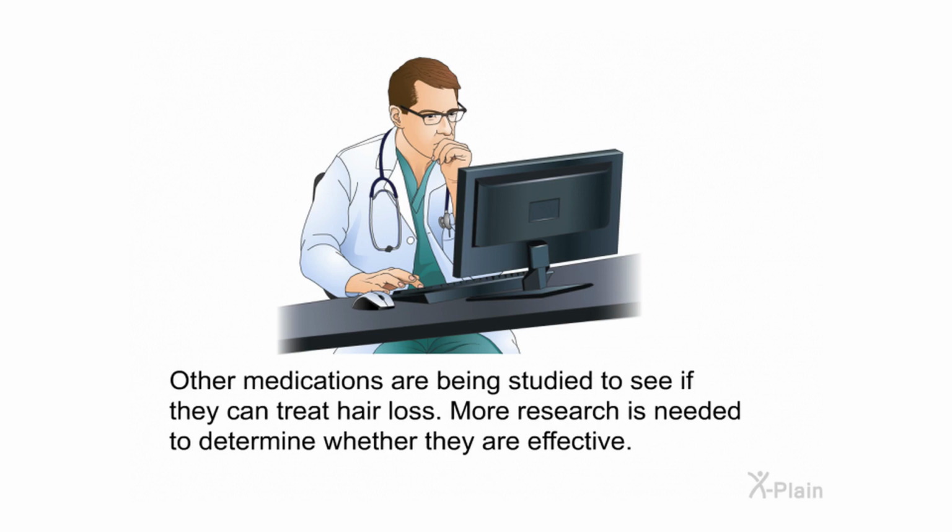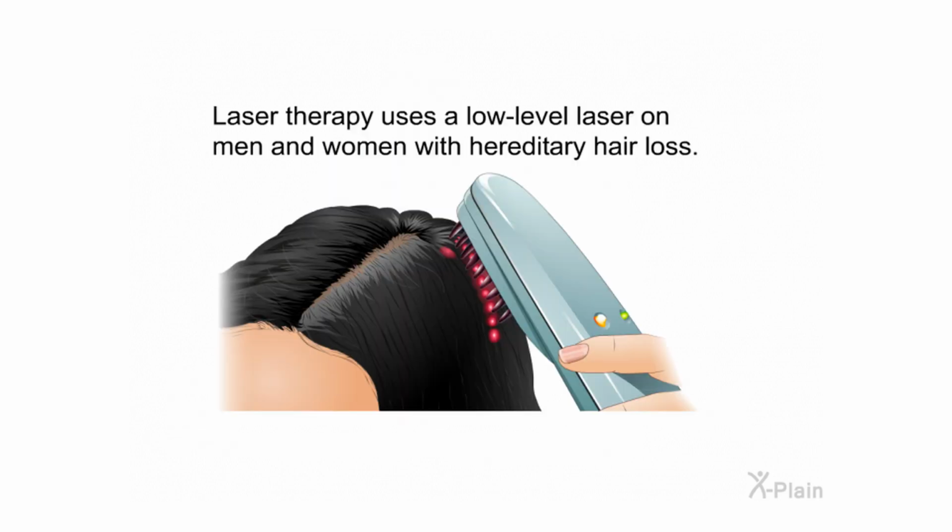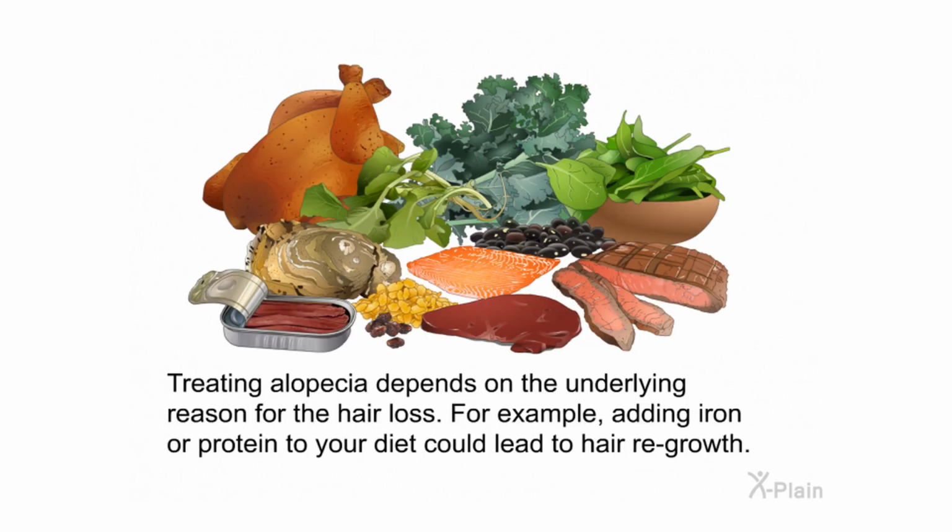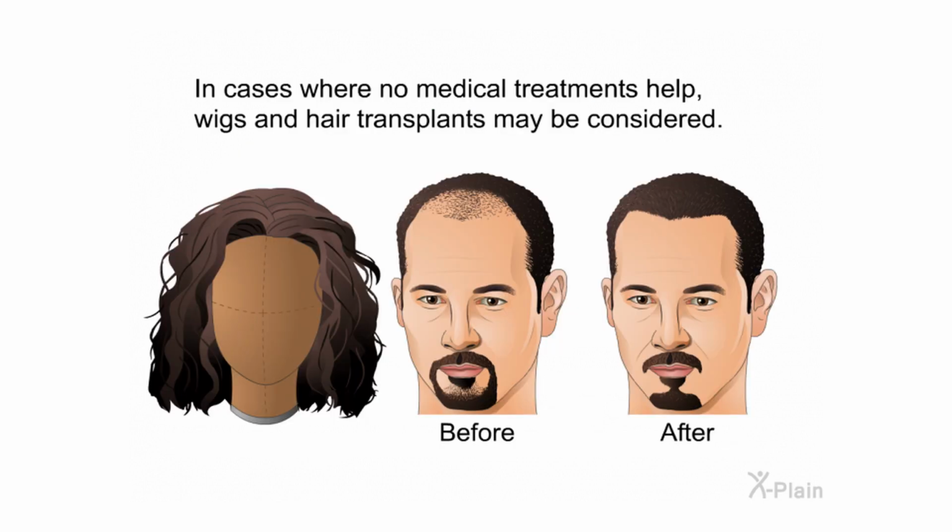Other medications are being studied to see if they can treat hair loss. More research is needed to determine whether they are effective. Laser therapy uses a low-level laser on men and women with hereditary hair loss. Treating alopecia depends on the underlying reason for the hair loss. For example, adding iron or protein to your diet could lead to hair regrowth. In cases where no medical treatments help, wigs and hair transplants may be considered.